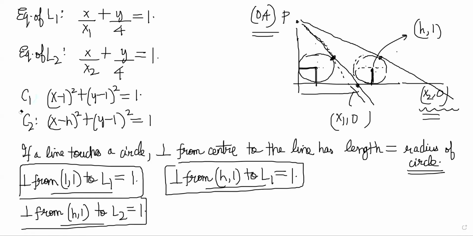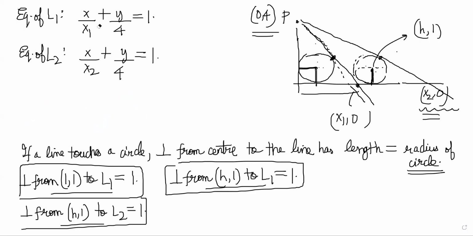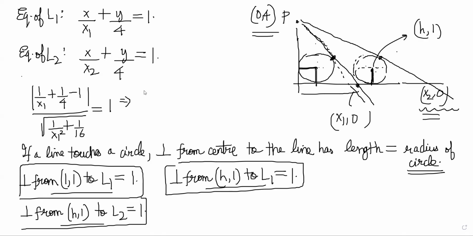So I will do it here only. The first result is the perpendicular from (1, 1) to L1 has length 1. So from there, we will get the equation |1/x1 + 1/4 - 1| / sqrt(1/x1² + 1/16) = 1, right? If you simplify this a little bit, what you get is (1/x1 - 3/4)² = 1/x1² + 1/16, right?